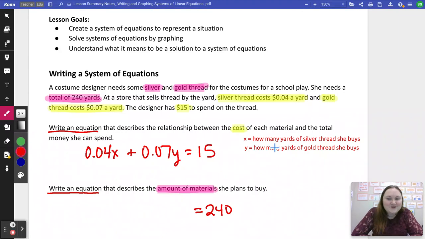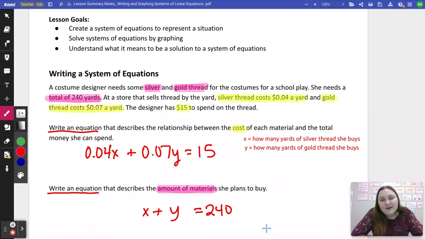Y is how many yards she purchases of gold thread. So we're saying between these two, she wants to purchase 240 yards. If I add the yards of silver plus the yards of gold, it's going to add up to 240 yards. If we pause here and look at what we've got, we've just created two equations from the same situation.